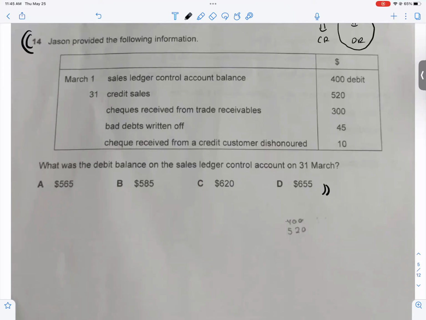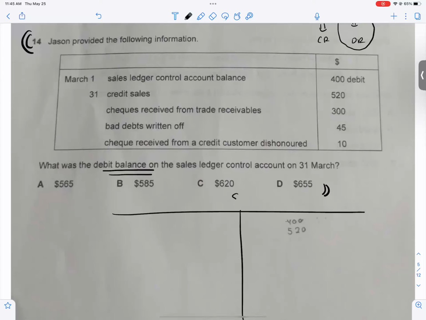Jason provided the following information. March 1, sales ledger control account balance 400 debit. 31st March, credit sales 520, check received from trade receivables 300, bad debts written off 45, and check received from a credit customer dishonored 10. Miss, I am making the SLCA. 1 minute.